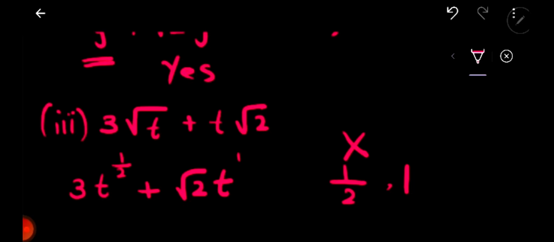What are the whole numbers? 0 is a whole number, 1 is a whole number, 2 is a whole number, no? But 1 by 2 is not a whole number. So this one is a whole number, but this is not. So that's why the expression 3 root t plus t root 2 is not a polynomial.